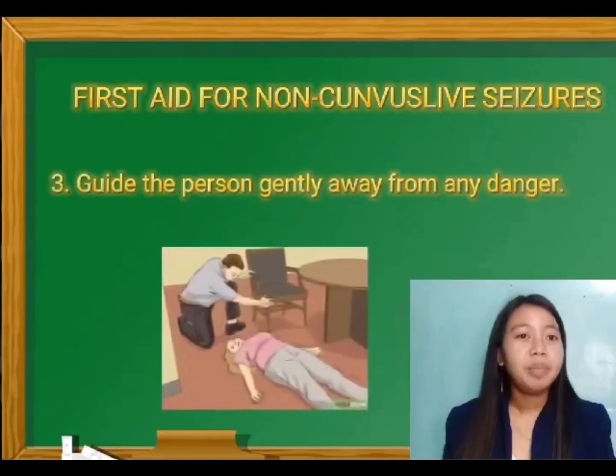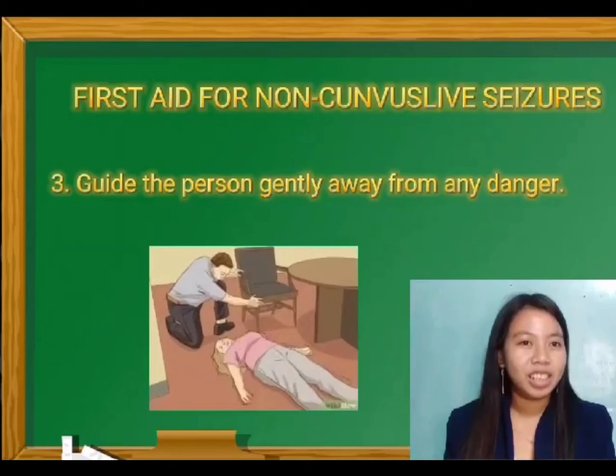Third, guide the person gently away from any danger. As I have said earlier, we need to clear the area around the person having seizures to avoid another injury. And if ever you're on a public highway, help the person go to the safest place.